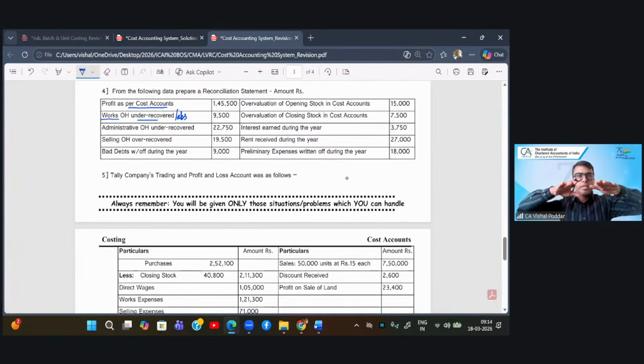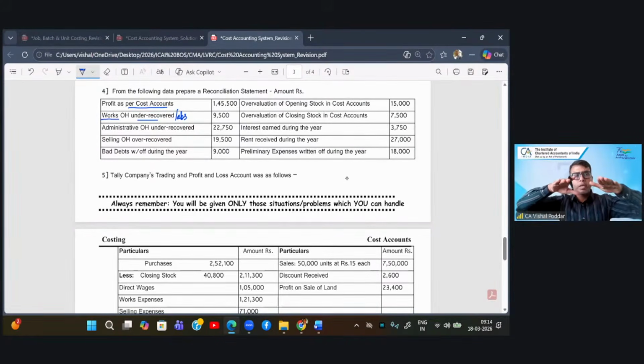Now, please understand the effect on this. These are profits. If I'm saying the expense is less in costing books and the expense is more in financial books, what will be the impact? If the expenses are more in the financial books, the financial profit will be less because the expenses are more. So please understand firstly the meaning of the adjustment given.